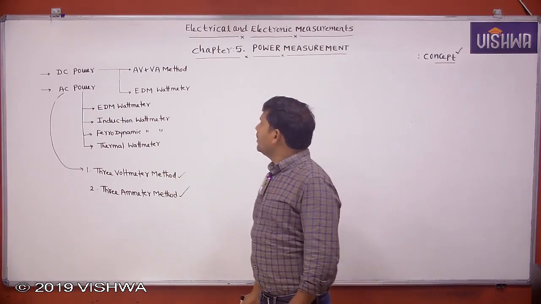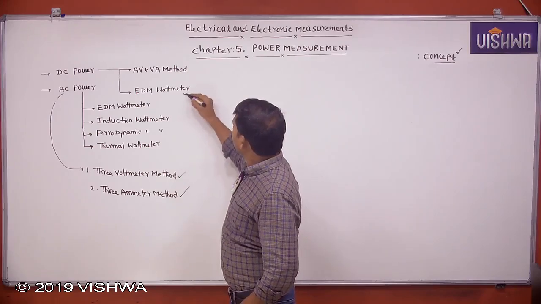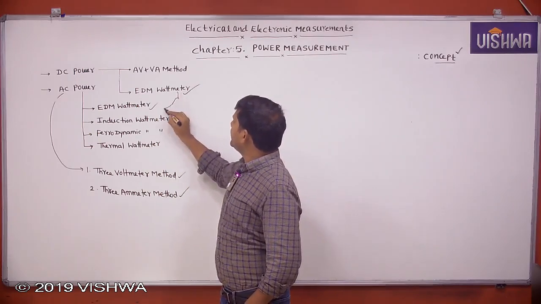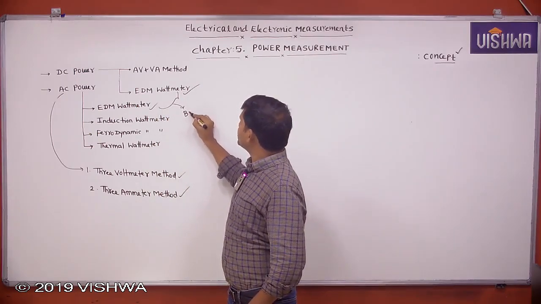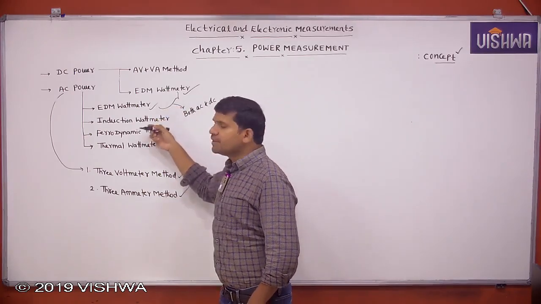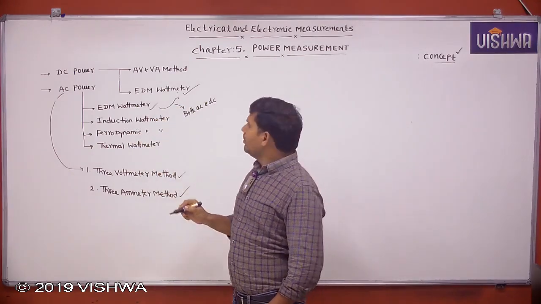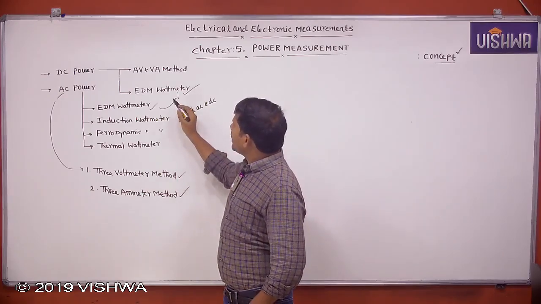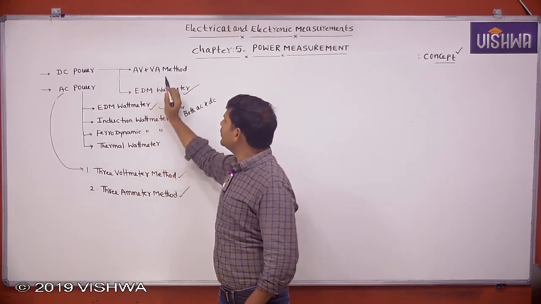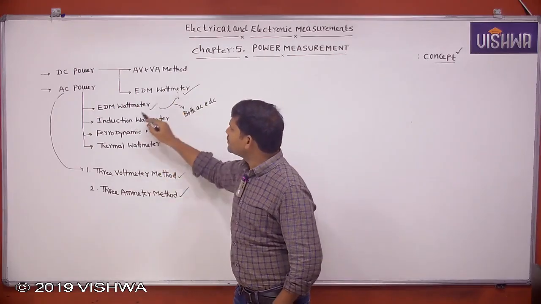But according to the syllabus, we have concepts only on the electrodynamometer wattmeter. Electrodynamometer wattmeters are used for both AC and DC. We can measure the AC power, and we can also measure the DC power by using EDM wattmeters. So according to the syllabus, mainly concentrate on EDM wattmeters only. And one small concept in DC power measurement, you will see the AV and VA methods also. But we don't have any concepts with respect to the other wattmeters.